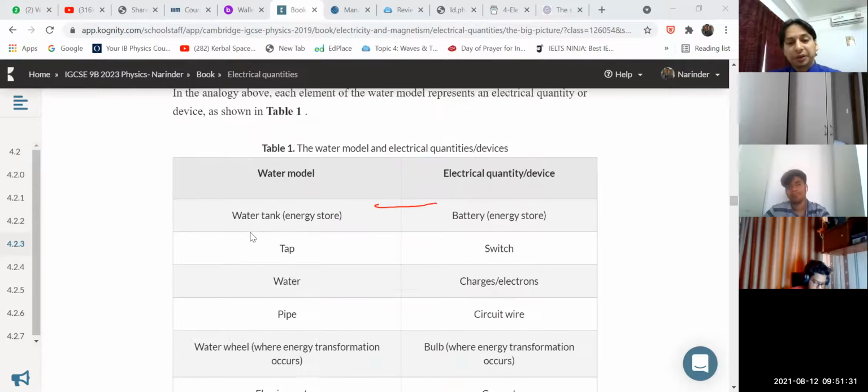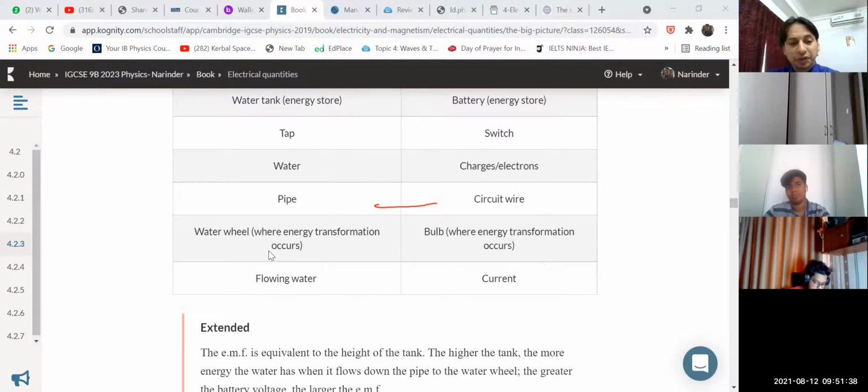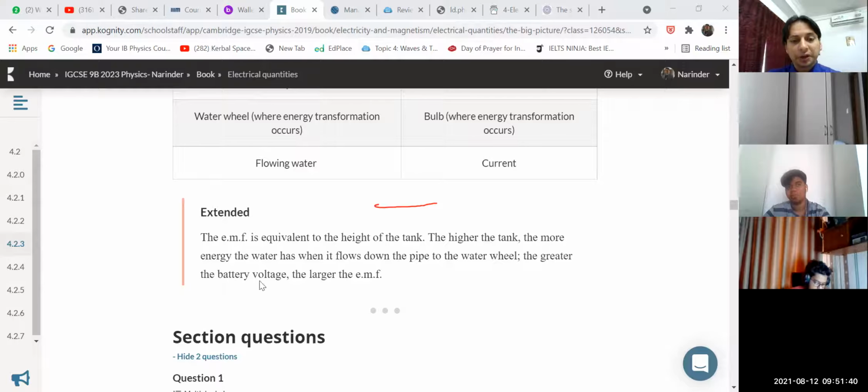Now, one more thing, children. I'm not going to discuss this table, we already discussed that the water is equivalent to the battery, and the tap is related to the switch. Now, in extended knowledge here, the EMF is equivalent to the height of the tank.